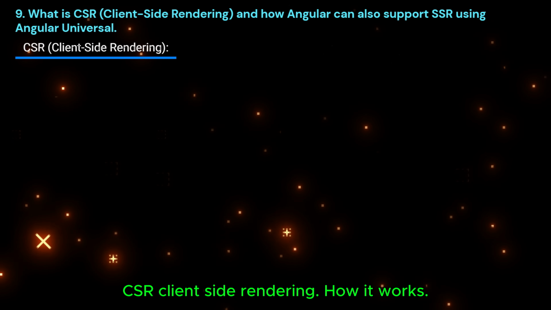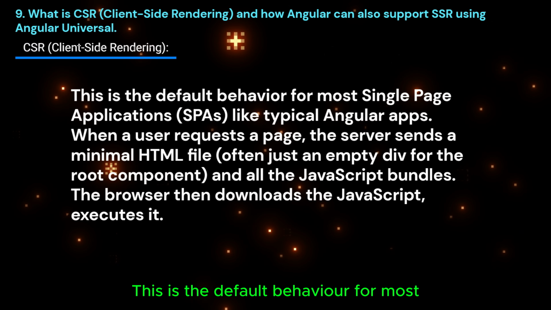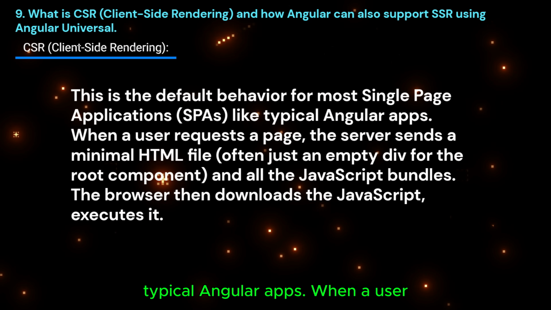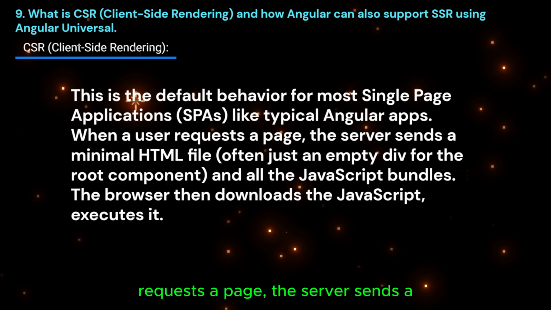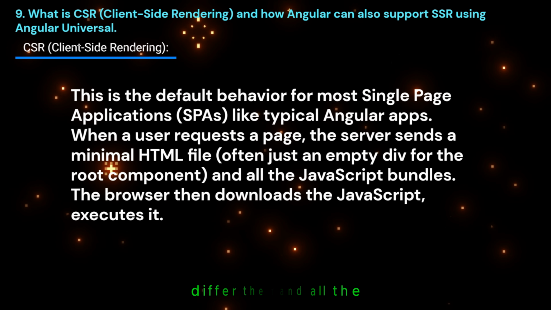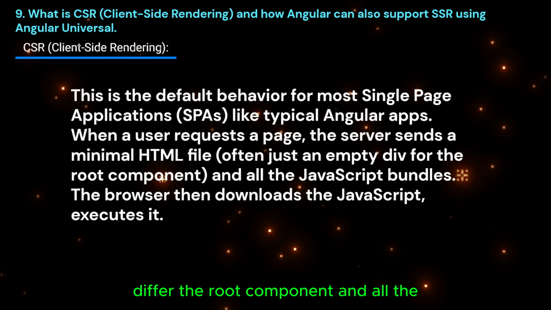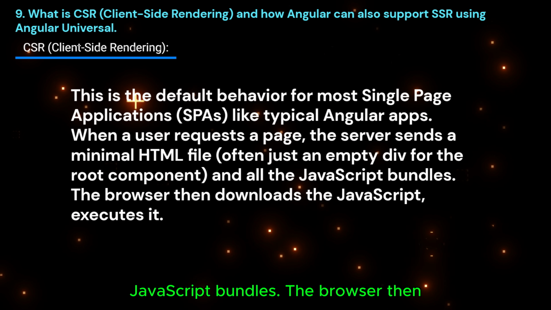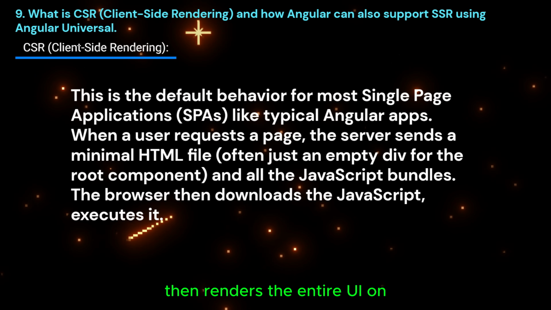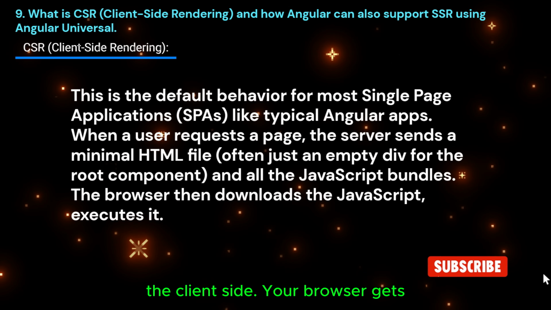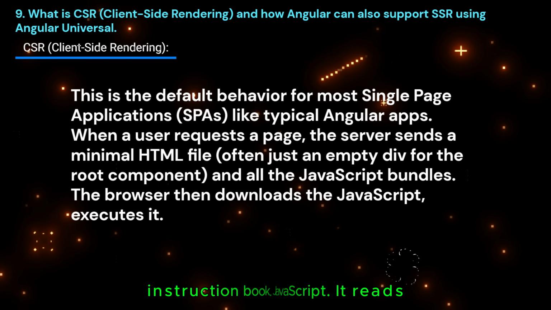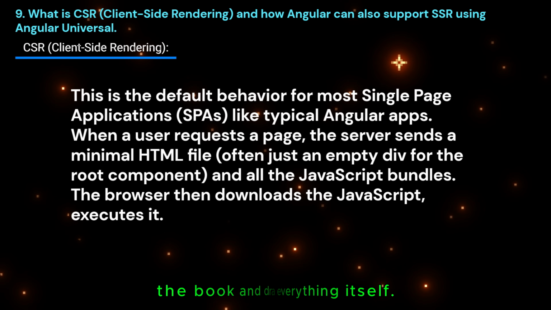CSR, client-side rendering: how it works. This is the default behavior for most single-page applications, SPAs, like typical Angular apps. When a user requests a page, the server sends a minimal HTML file, often just an empty div for the root component, and all the JavaScript bundles. The browser then downloads the JavaScript, executes it, and renders the entire UI on the client side. Your browser gets an empty canvas and a huge instruction book, JavaScript. It reads the book and draws everything itself.